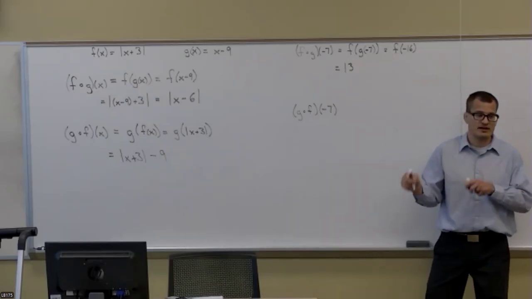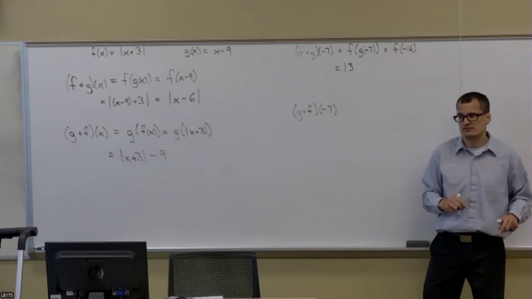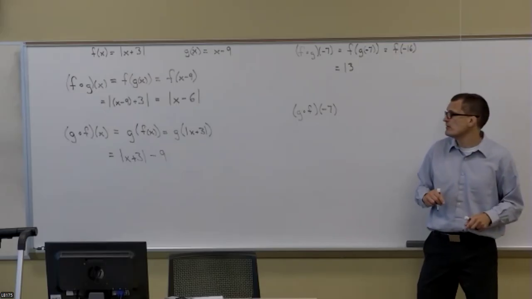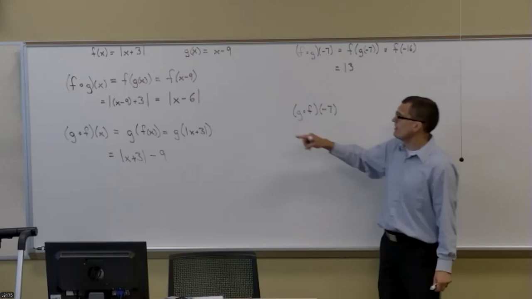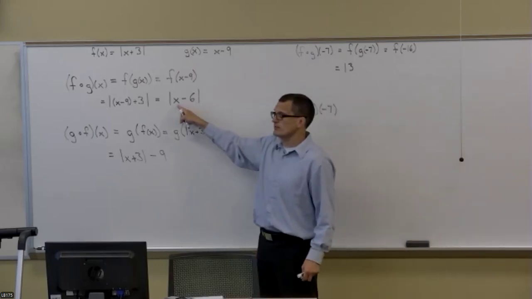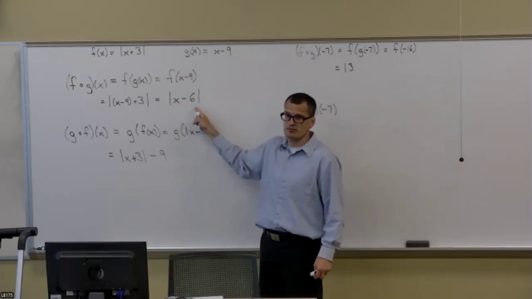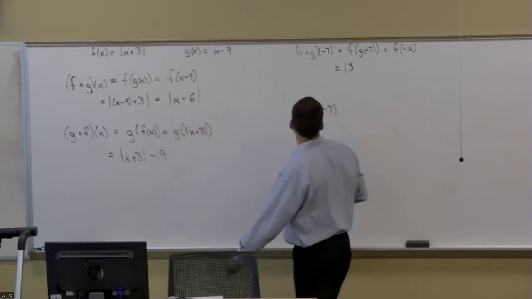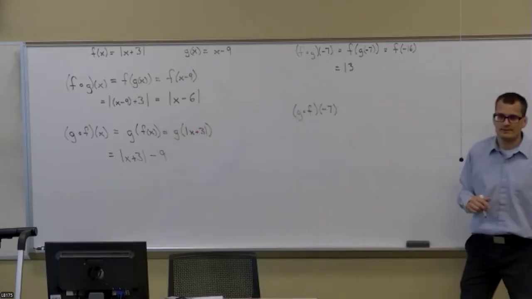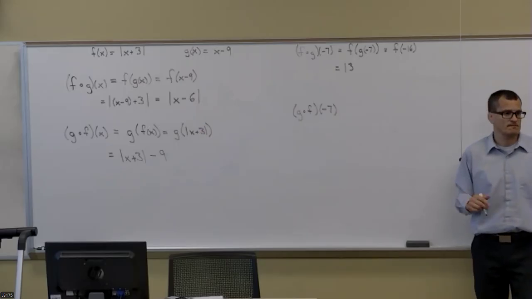Okay, so if I did the g to f step-by-step process, I'd get that. I'd also have gotten a 13 if I plug in the -7 here as well, right? -7 minus 6 is -13. Absolute value of that is 13. So I get 13 either way. That's my point.